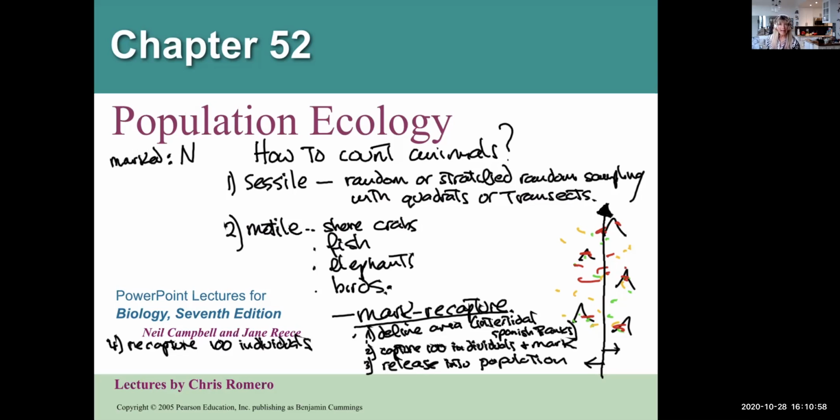So when you do your recapture, you should have the same ratio of recapture marked individuals to the total recapture number. So that is the logic behind this type of population size estimate.